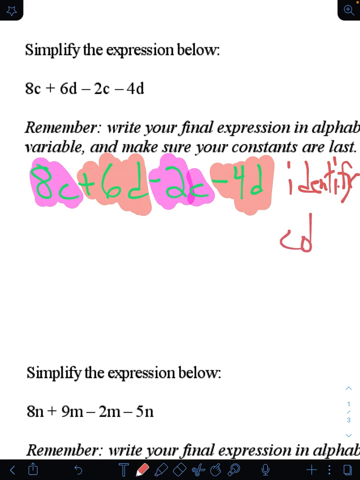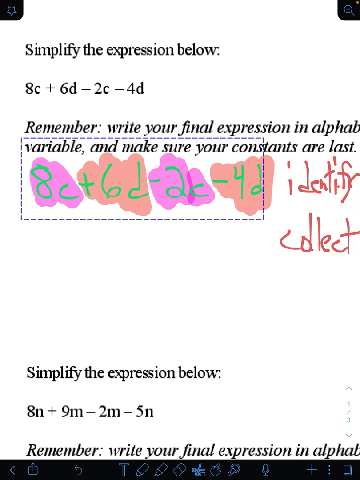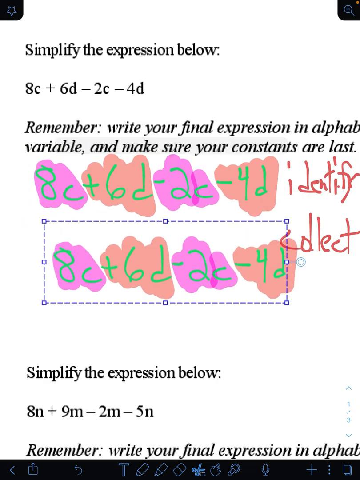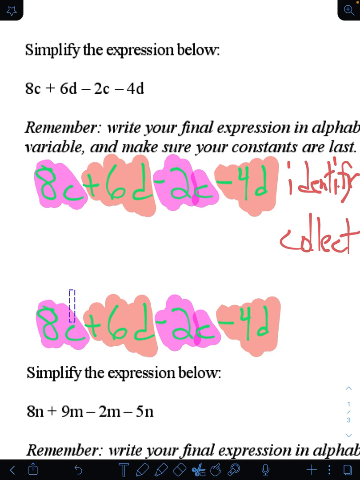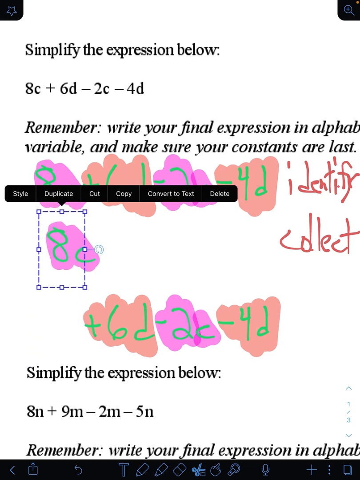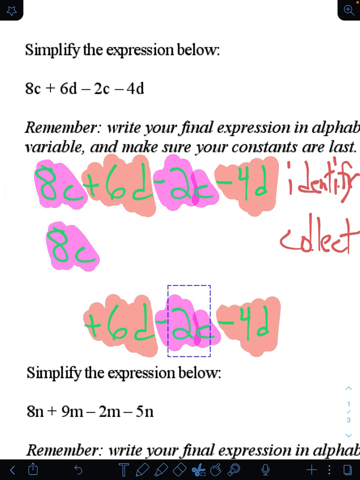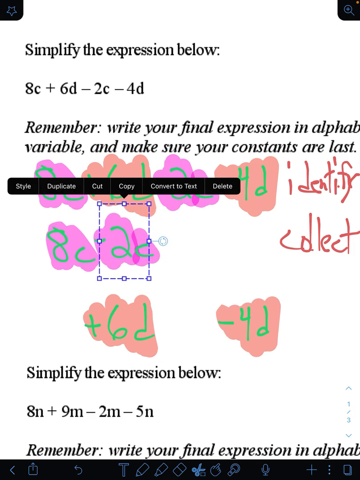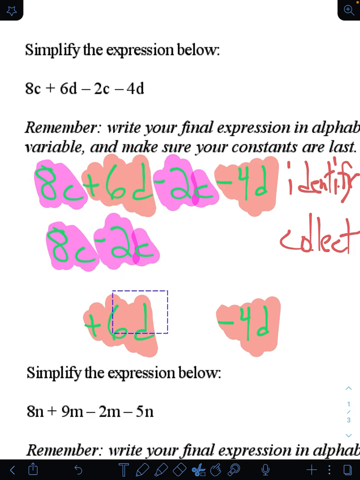Now we will collect. Now whenever we collect like terms with more than one variable, so we have a C and a D, two variables, we do it in alphabetical order. So A, B, C, D. So C goes first. So instead of using notability, I can just duplicate. C goes first, and I always put the positive C first. I put the minus after the positive. It makes my life easier.